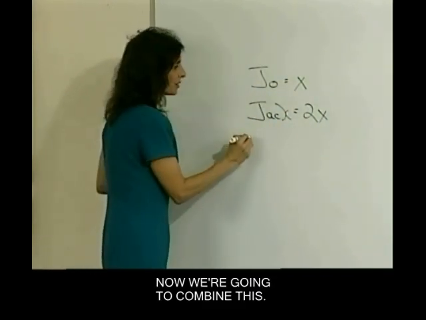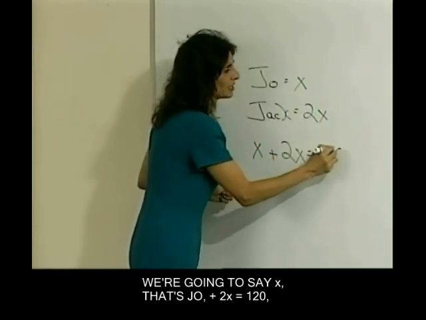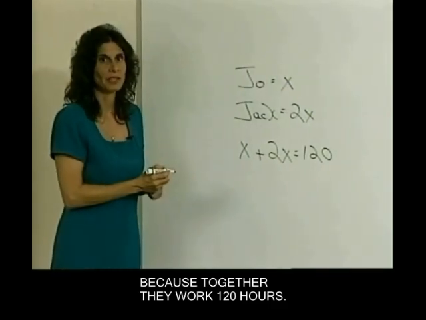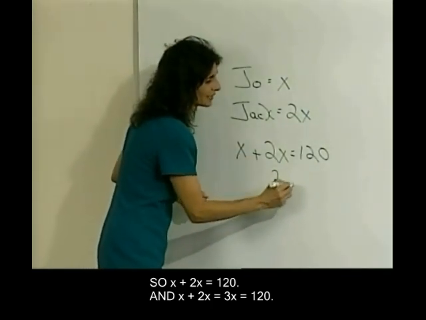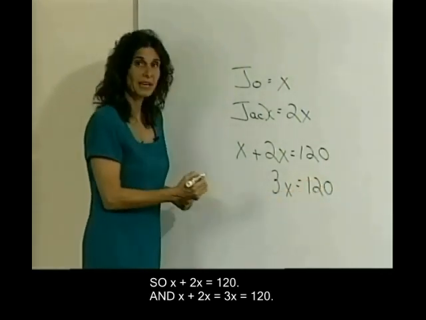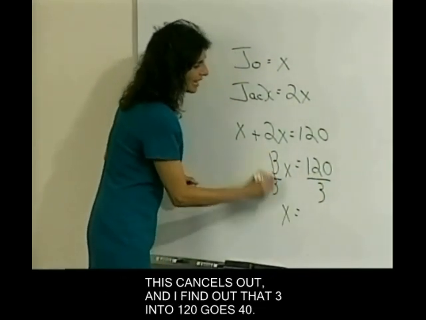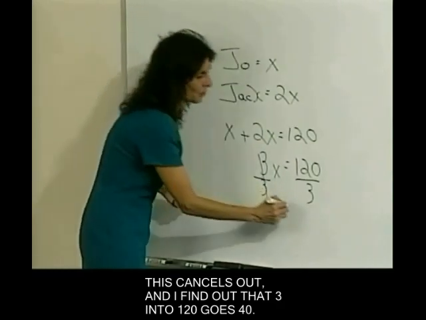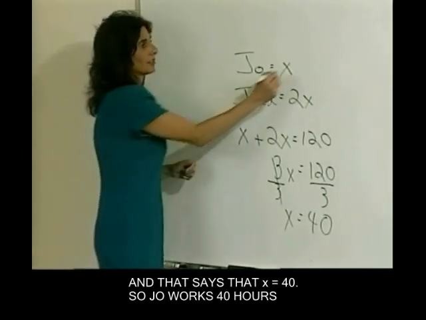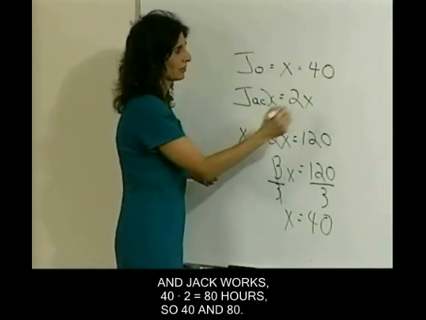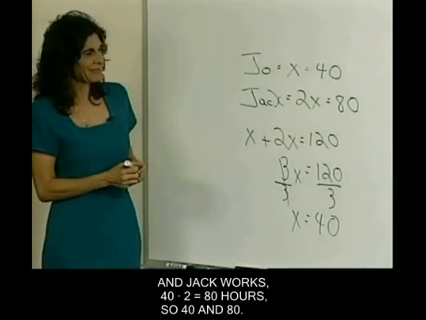Now we're going to combine this. We're going to say x, that's Joe, plus 2x equals 120, because together they work 120 hours. So x plus 2x is 3x equals 120. And what am I going to do? I'm going to divide by 3 on both sides of the equation. This cancels out, and 3 into 120 goes 40, so x equals 40. So Joe works 40 hours, and Jack works 40 times 2, which is 80 hours. So 40 and 80. This is an algebra word problem.